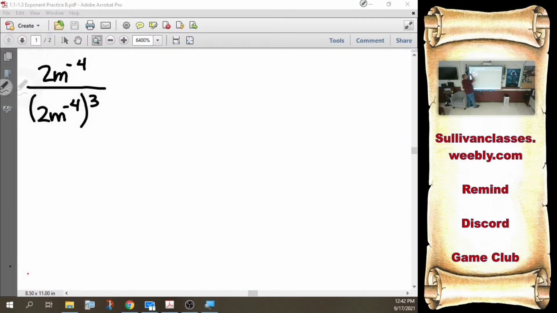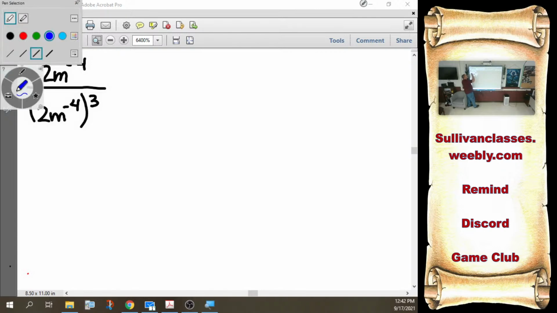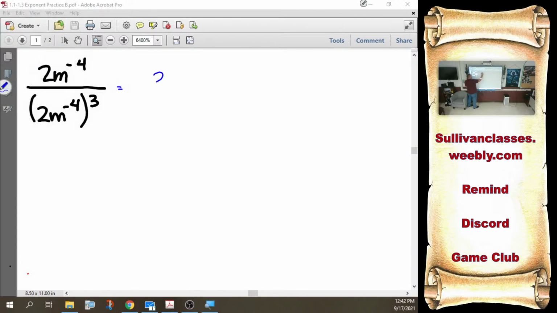Who's getting that 3? Everyone inside. So that's 2m to the negative 4th. Little invisible 1 there. Oh, multiple things in there. It's an exponent to an exponent. That's a rule by itself, not just rule 4, rule 3. I'm going to take the exponents and multiply them. 1 times 3 is 2 to the 3rd. Negative 4 times 3 is m to the negative 12th.